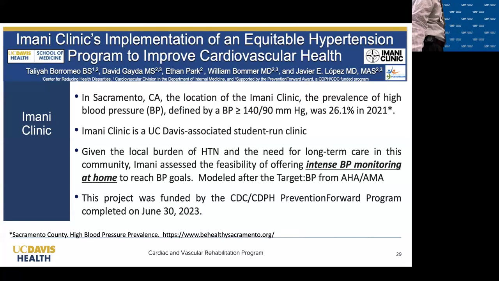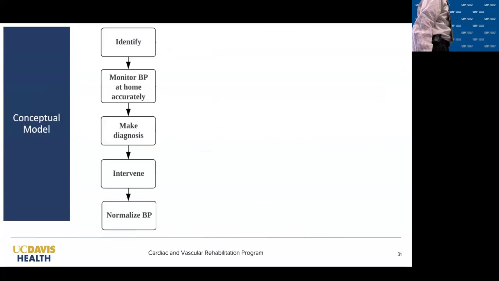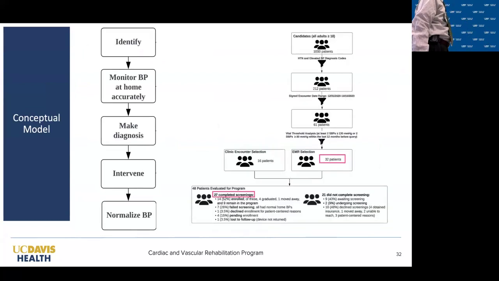And I've already told you just about everything that's on that slide. Our project was to implement the remote patient monitoring program, self-measure blood pressures. People do it themselves. And weights, we gave them a weight balance as well. Using cellular devices, and then we use a web-based anonymous interface for patients to share their generated data with the provider, which is me. This is our workflow conceptual model.